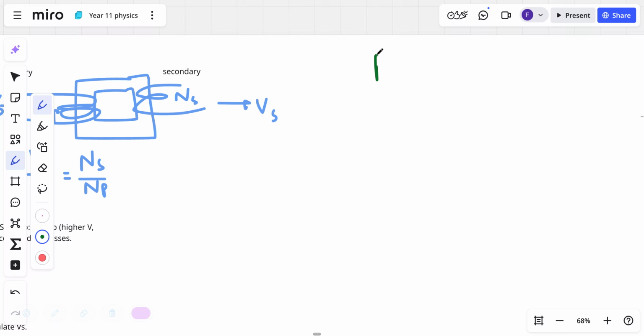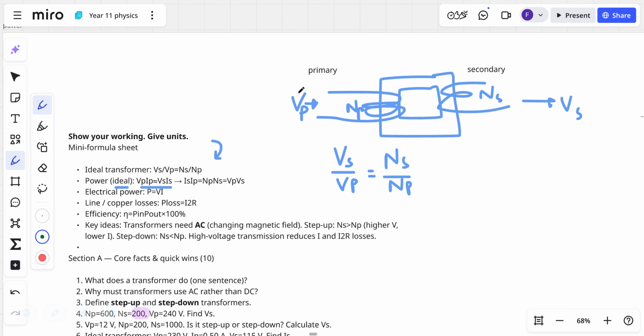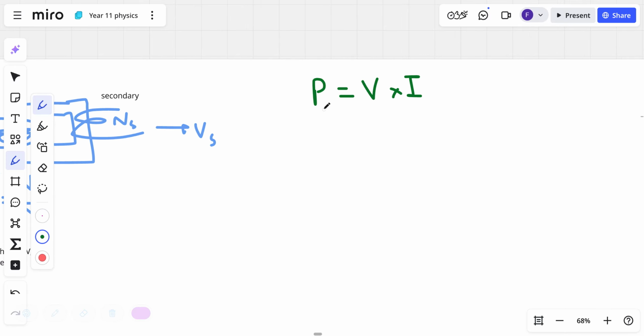Power equals voltage times current. So as we said, the power in your primary is equal to the voltage in the primary times your current in the primary. Now, power in your secondary is equal to voltage in your secondary times current in your secondary.